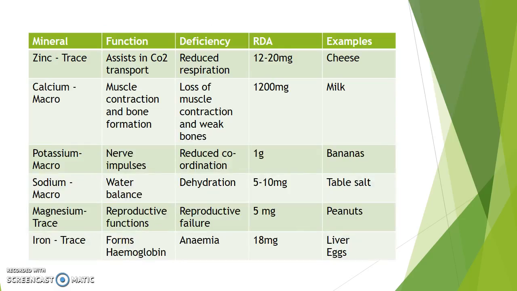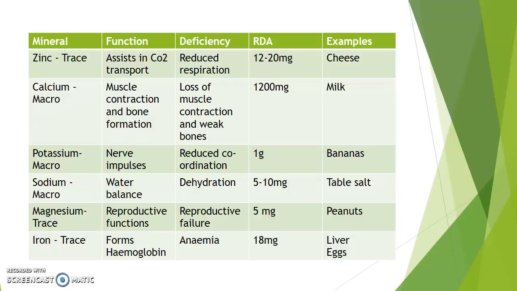The mineral zinc is a trace mineral, and it assists in carbon dioxide transport, but without it you can get reduced respiration. The recommended daily intake is 12 to 20 milligrams, and it can be found in cheese. Calcium is a macro mineral, and it helps with muscle contraction and bone formation, so without it you get a loss of muscle contraction, and it can cause weak bones also. The recommended daily intake is 1200 milligrams, and it can be found in milk.